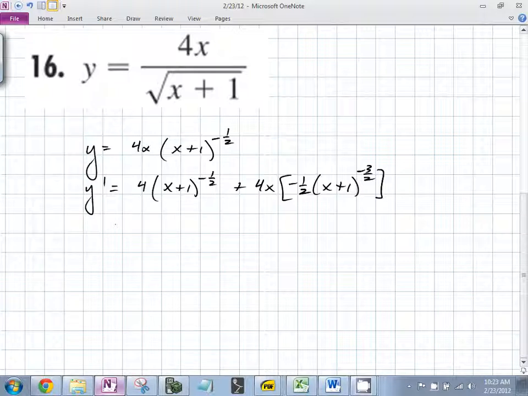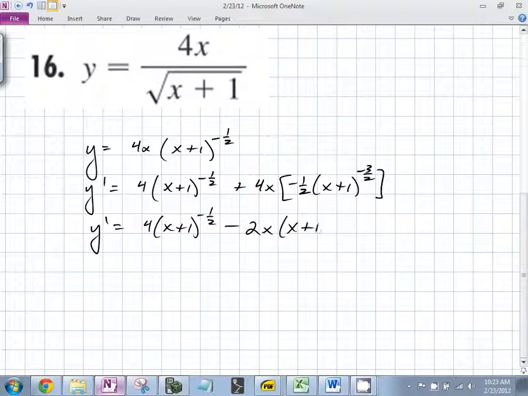Can you also use the quotient rule and then simplify down to the same thing? Sure. Is that technically the derivative? Yeah. If this was a test, I would really like you to go one step further in the simplification. You could say that this is 4 times x plus 1 to the negative 1 half minus 2x times x plus 1 to the negative 3 over 2. I would like you to go that far.